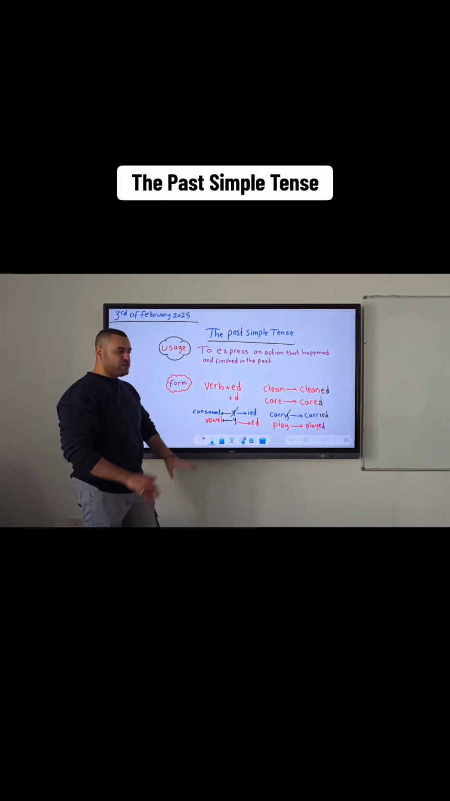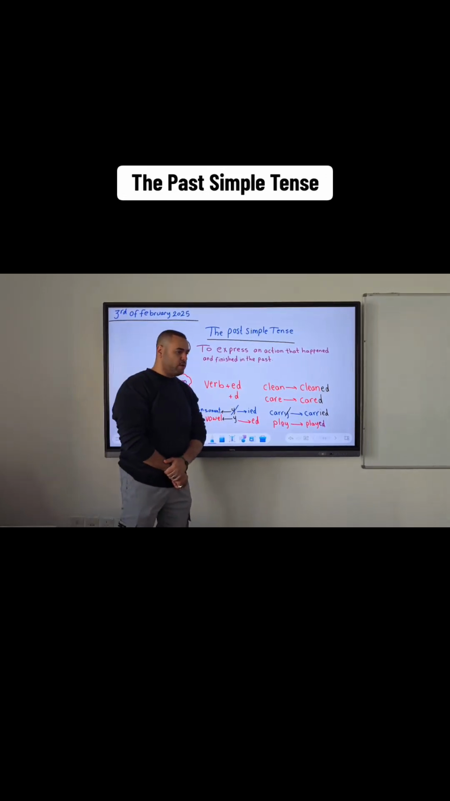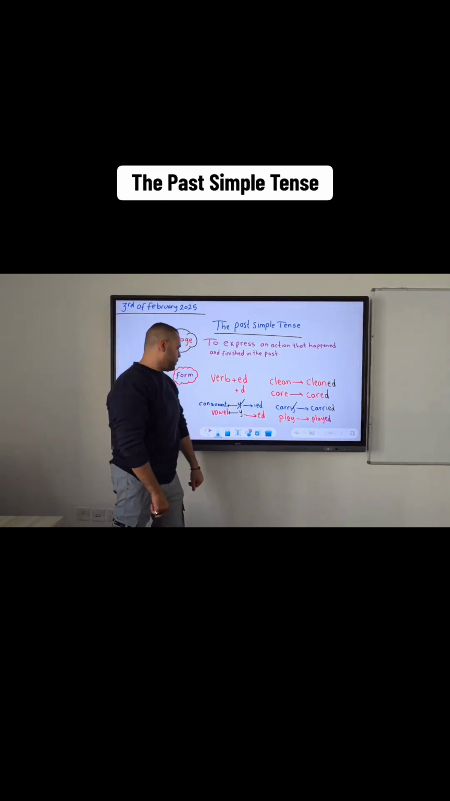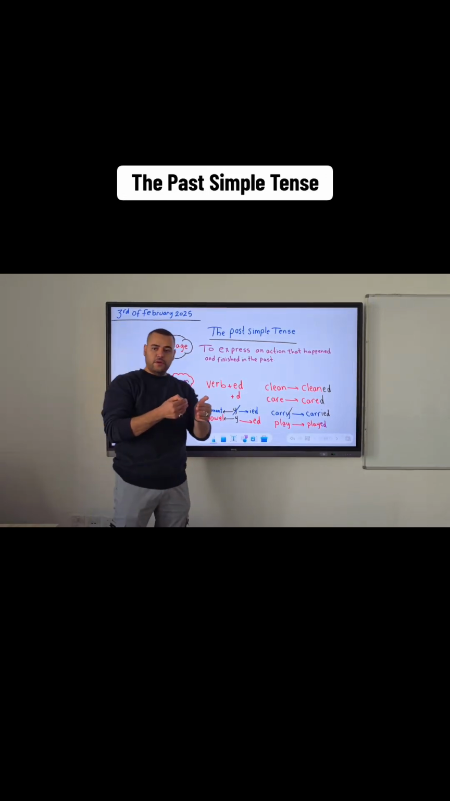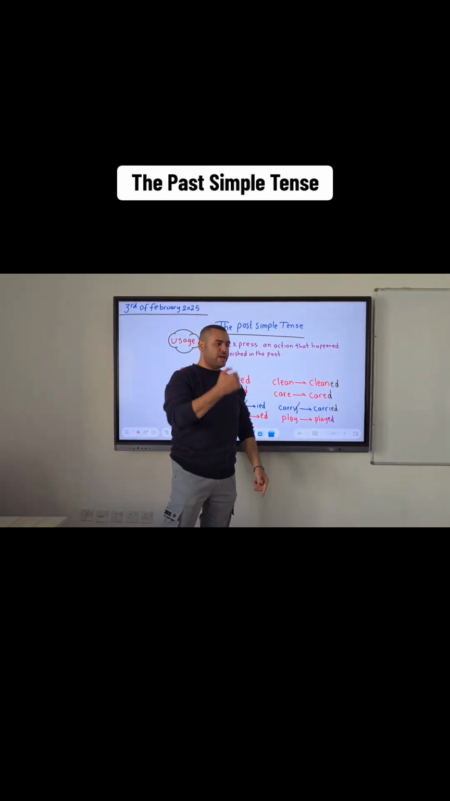The form of the tense, simply, we use the infinitive form and then we add ed to the verb. Like this verb, clean, it became cleaned. Sometimes, if the verb ends with e, the verb originally has an e at the end, we only add d, we don't add ed.